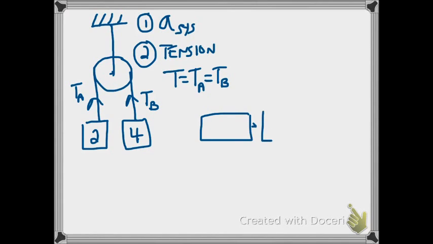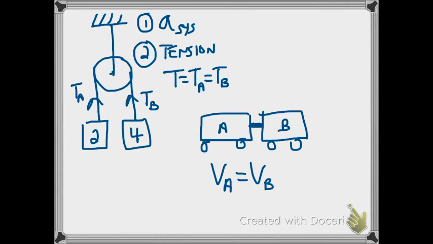And with regard to a system, that's just really objects connected together, such as these two train cars, A and B, so that at any given time, the velocity of A is equal to the velocity of B, or the velocity of the system. At the same time, at any given time, they have the same acceleration.